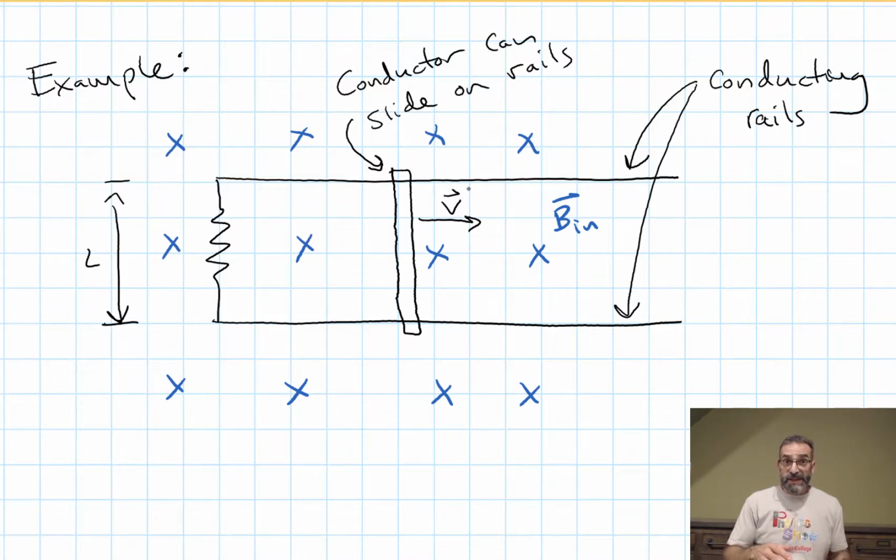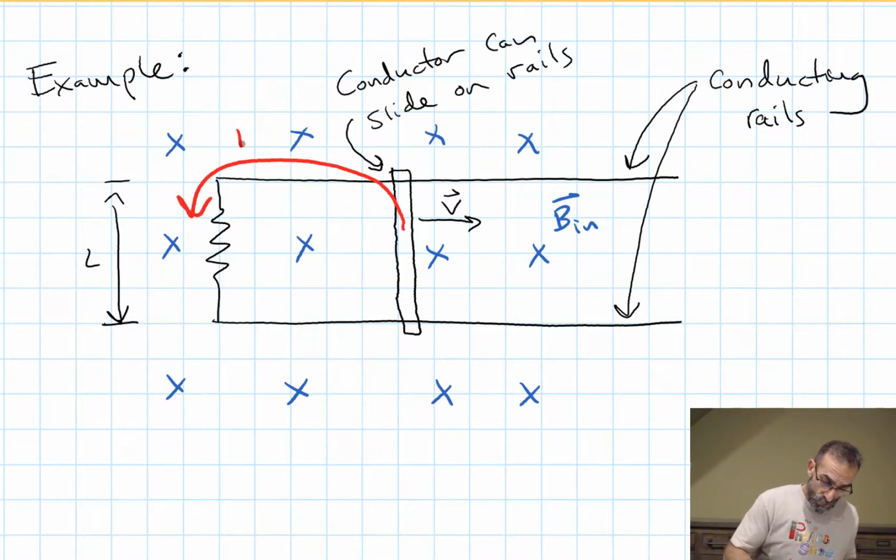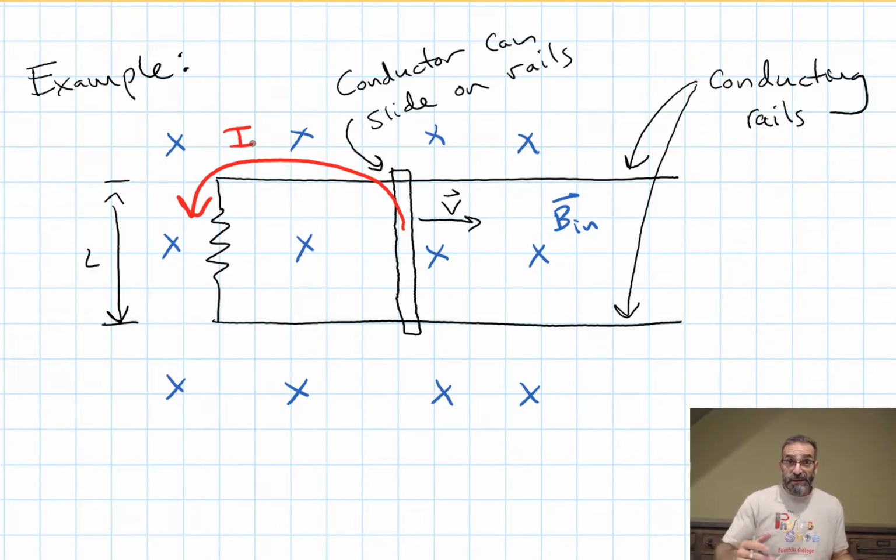It starts out, there's a small flux into the page, and as the area gets bigger and bigger and bigger, the flux increases and increases. So it wants to reduce it back down to its starting value. So it has to create a magnetic field that points out of the page. So we're going to get a counterclockwise current flowing when this conductive bar slides to the right on those rails.